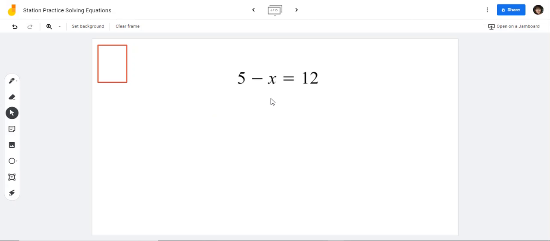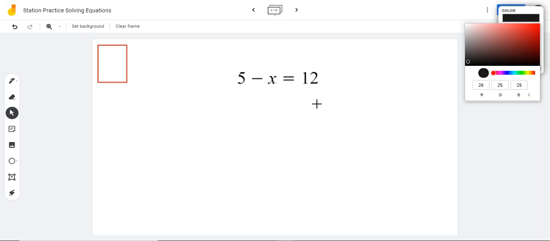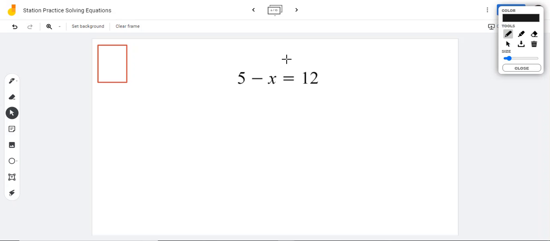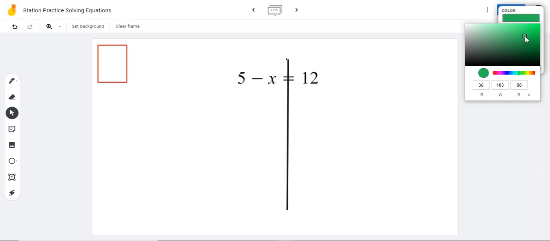So, this problem looks deceptively simple, but it's got kind of a tricky part in the middle. So let's check it out and solve it together, right? So hopefully you drew your line as your first step. And then you probably noticed you've got this 5 hanging out here.